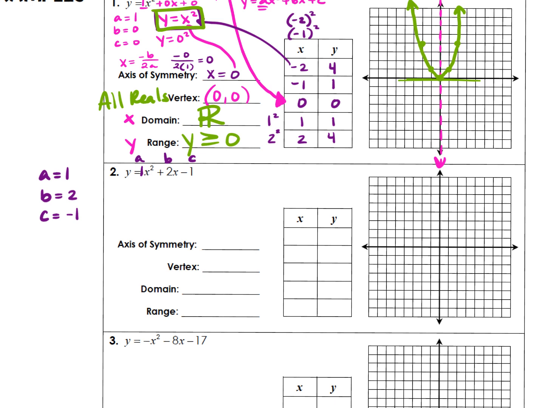If we need our axis of symmetry, what's your formula? Negative B over 2A. So X equals negative B, which is -2, over 2 times 1. So that's -2 over 2. Remember, don't just plug this into your calculator, because it will do it wrong. Multiply the bottom first and then divide. We get X equals -1.